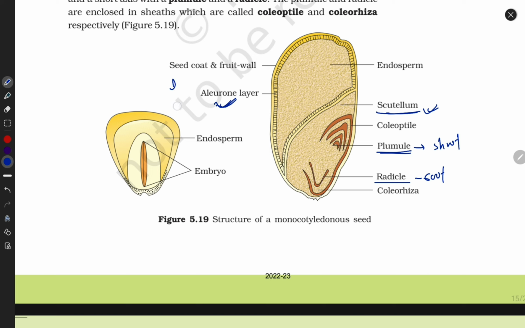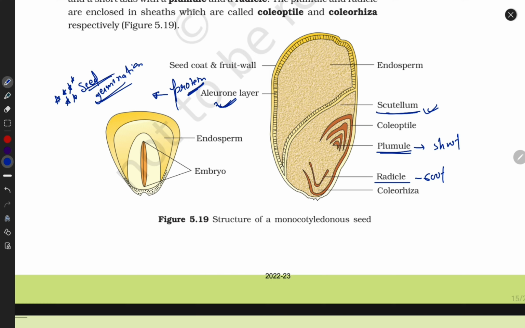Guys, this is the proteinaceous layer. This is the what? Proteinaceous layer. And they are very helpful in seed germination. These are very important for what? I'm star marking here. Very important for seed germination.